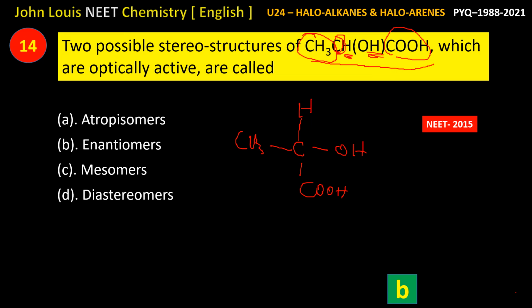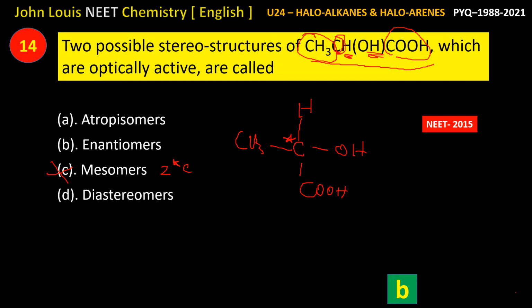Now this carbon, all 4 bonds are bonded to different groups. Therefore, this is a chiral carbon, and it exhibits optical isomerism. If you take option C, they have given mesomerism. But it cannot be mesomerism because it has only one chiral carbon. For mesomers, there should be at least 2 chiral carbons, but it has only one, therefore that is ruled out.